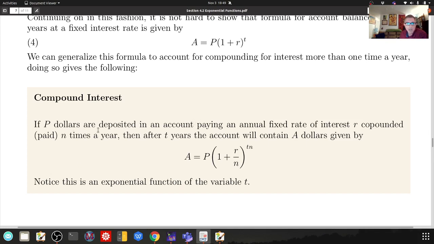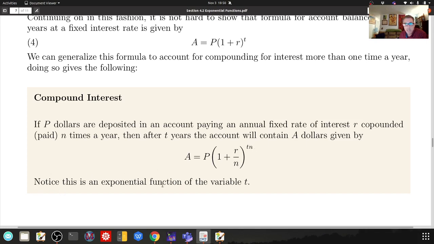So if P dollars are deposited in an account paying an annual fixed rate of interest R, that's a bad typo, that should be compounded n times a year, then after t years the account will contain A dollars given by the formula, and this is the formula. A is equal to P. Now here is our base. Notice this is in parentheses: 1 plus the rate divided by the number of times it's compounded per year, raised to the t times n.